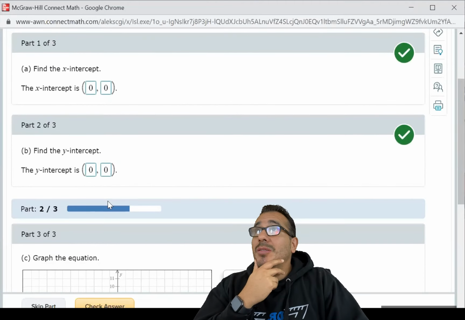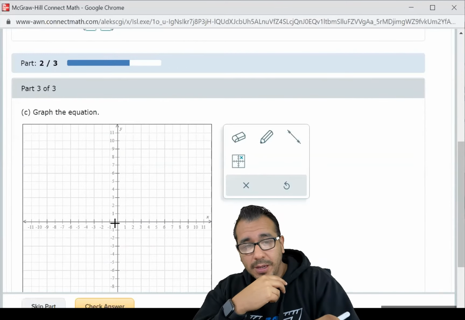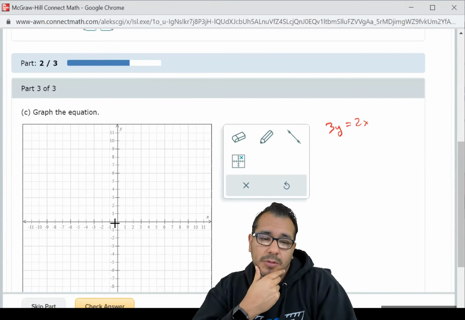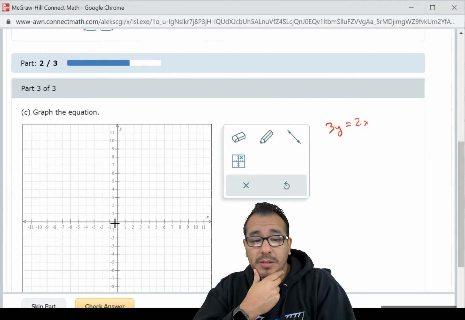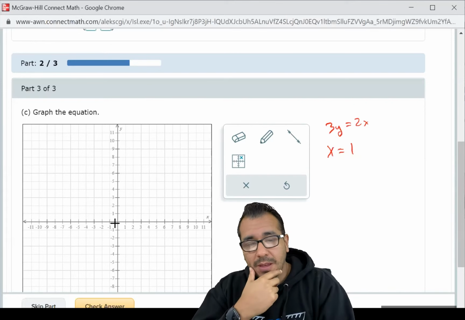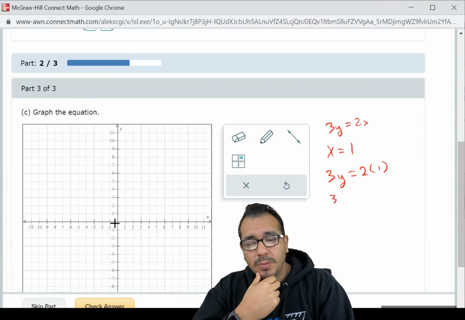So what I might wanna do is before I go ahead and graph this, I might wanna find another point. So let me write this down, 3y equals 2x. So let me let x equal, I don't know, 1. And you can allow x to equal whatever you want to find that second point. So we end up with 3y equaling 2 times 1 because we're letting x equal 1. And then you end up with 3y equals 2, divide both sides by 3, and you get the y coordinate of 2/3.